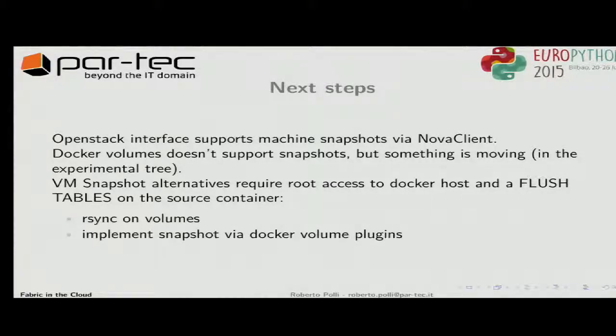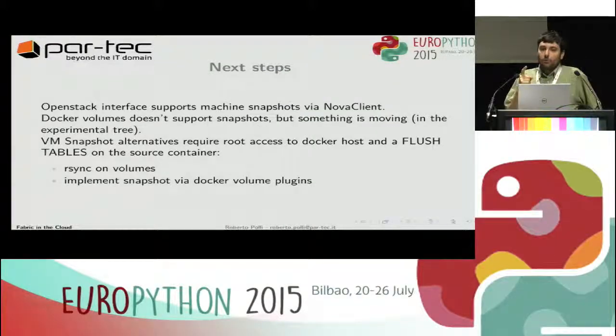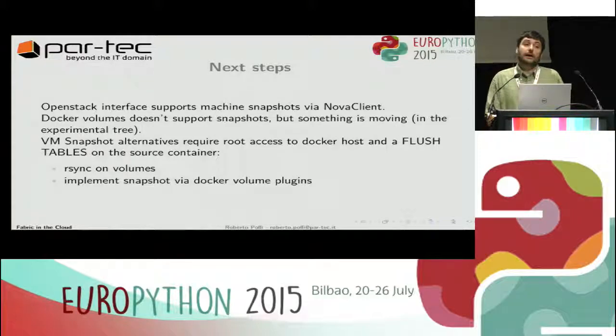So we have only 5 minutes, but I'm done. If you're interested, you can contact me and we'll see the content of the missing slides. One thing after that is that the OpenStack interface supports machine snapshot via the Nova client. Docker volumes don't support snapshot, but something is moving. I started to tweak about it. If you're interested in this, let me know. We can try to find a Docker solution that is good for me and for you.